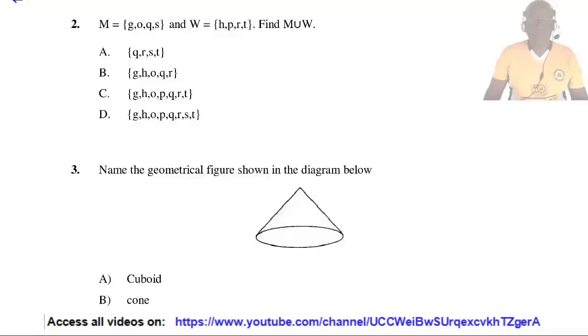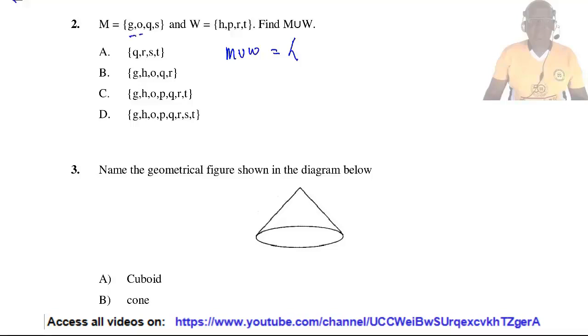Question 2. Set M equals J, O, Q, S and set W equals H, P, R, T. Find M union W. A quick way of writing M union W is to write all the elements in M and combine them with elements in W, writing each element only once.